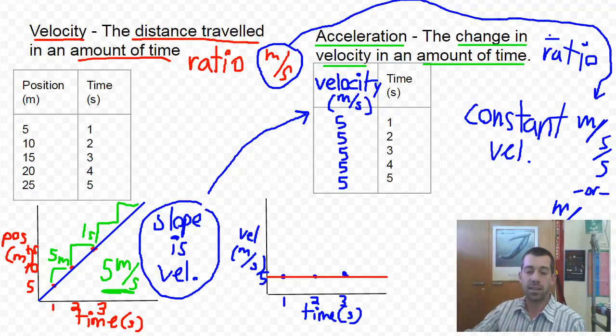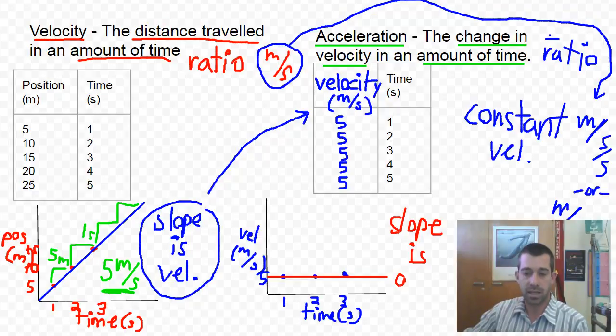Now I'm going to look at this velocity versus time graph to find the acceleration, because we just said acceleration is a ratio of velocity and time. So to find it, we're going to find the slope of this graph. The slope of a velocity and time graph is not velocity, because velocity is the y-axis. The slope is acceleration.